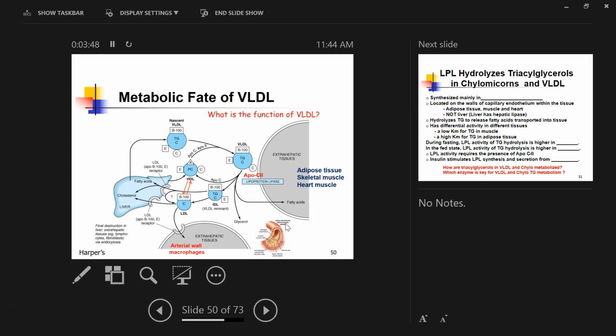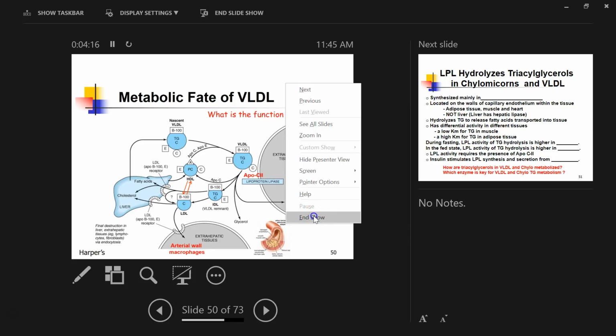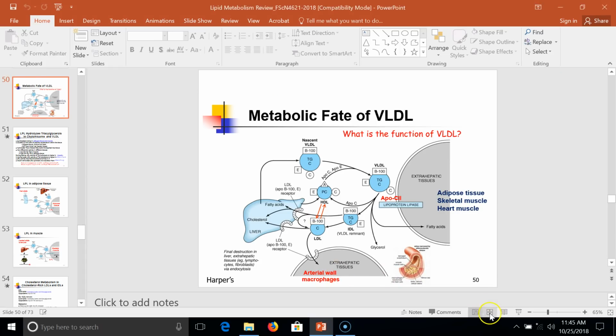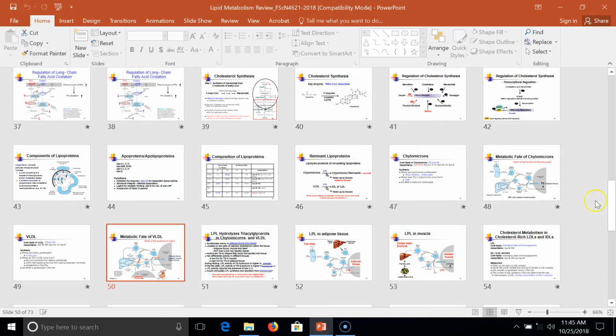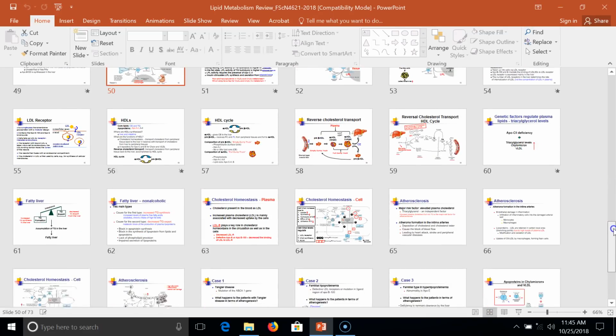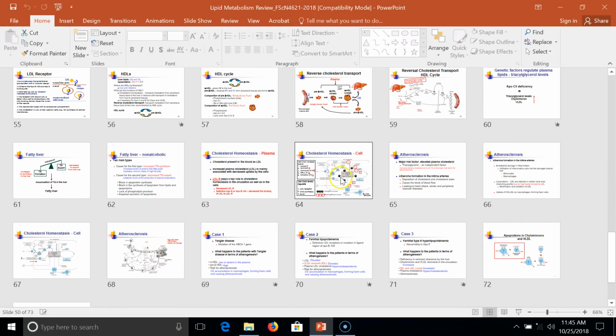And then 60. What is the main function of the LDL, HDL cycle? Basically, it's the reverse cholesterol transport process, right? I think we already talked about it. And 62, how can the free cholesterol pool in the cell be decreased? I think we have an important slide I want you guys to remember. That is the synthesis, the regulation of intracellular cholesterol homeostasis, right?